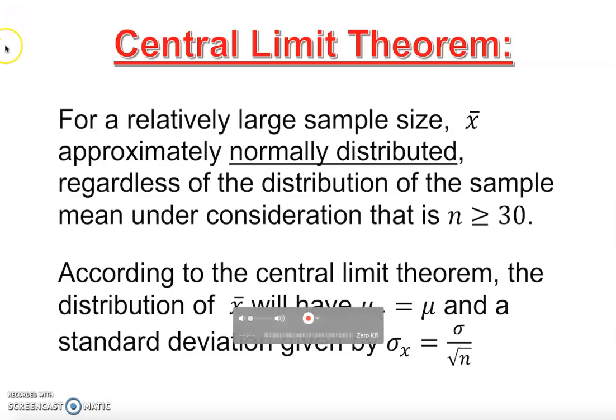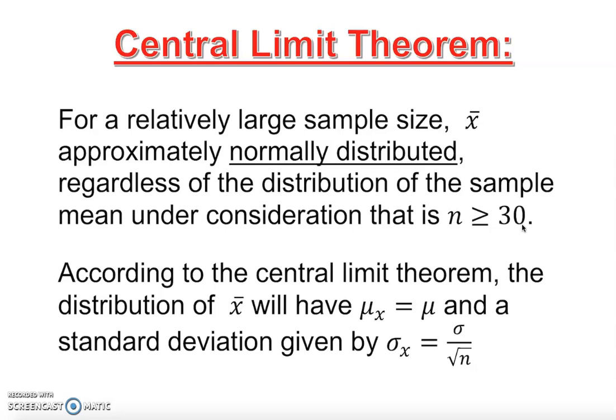Okay guys, I'm going to talk about one of the important topics in statistics, which is the central limit theorem. In short we call it CLT. So what is that? For a relatively large sample size, the sample mean is approximately normally distributed, regardless of the distribution under consideration, that is n greater than or equal to 30. Any sample size of 30 or more is automatically going to be normally distributed, regardless of whether it is stated or declared in the problem or not.